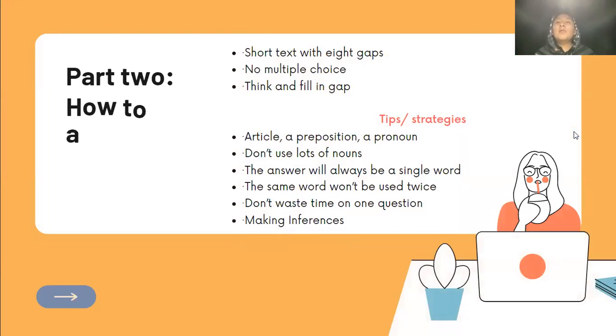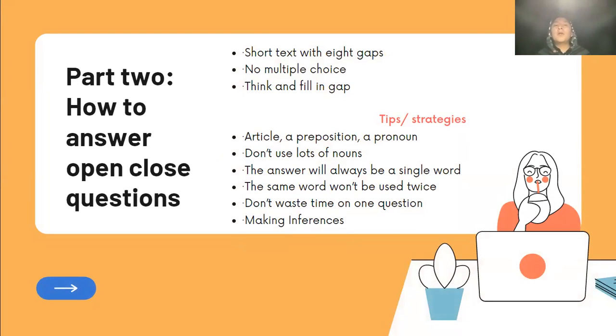Part 2 of the FCE reading comprehension is answering the open closed question. This part of the exam is the same as part 1. Here, the only difference is that instead of being a longer text, it is a short text. Here, you won't be given multiple choice questions. Here, you have to use critical thinking and guess. An example here would be, if you have an answer that you don't know, then just make an inference and guess.